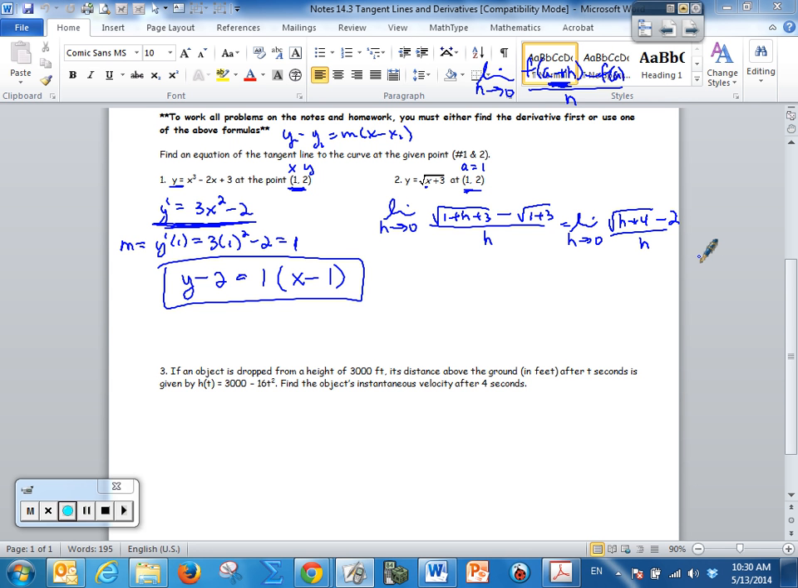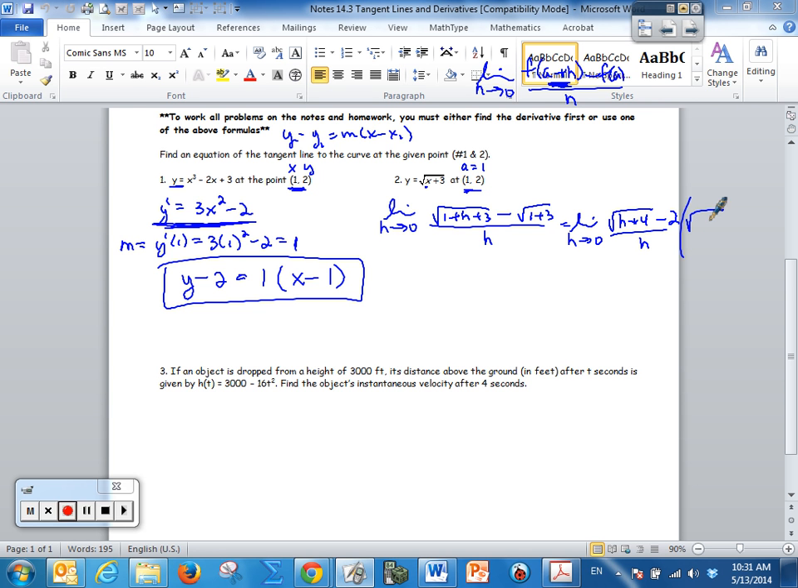Okay, when we look at that, if I plug in a 0, I'm going to get 0 over 0, aren't I? If I get 0 over 0, that means that we have an answer. We just need to work for it. We need to do some algebra. So what algebraic technique might we try with something that looks like that? Yeah, multiply by the conjugate, and that's what we would do.